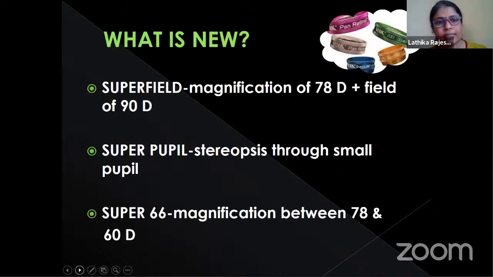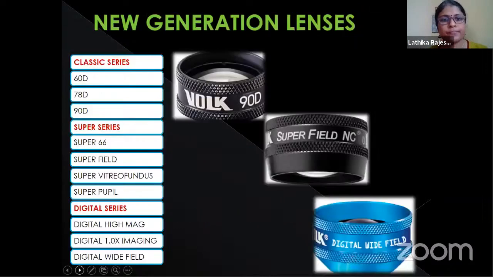Next slide, sir. So these are all the newer lenses available. You can have increased field of view, or you can even see through a small pupil. Incidentally, small pupil conditions are also possible through a normal 90D, but it requires a bit more practice. So all these are the newer lenses. We have 3 generations of lenses, classic, super and digital. So whatever lens you use, next slide, sir.